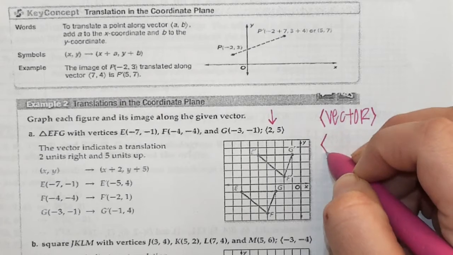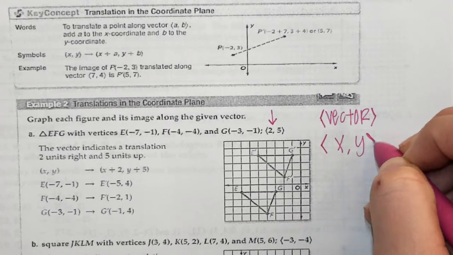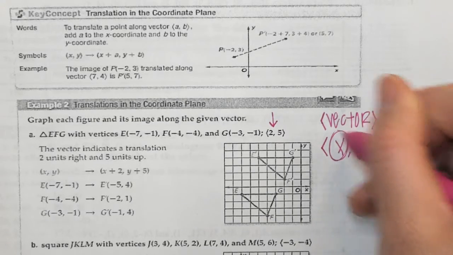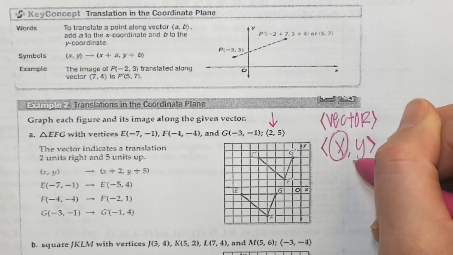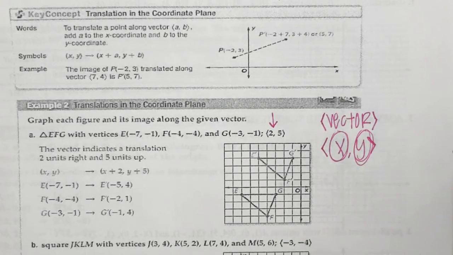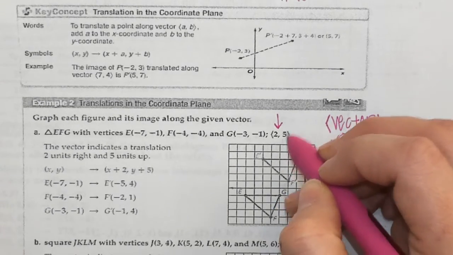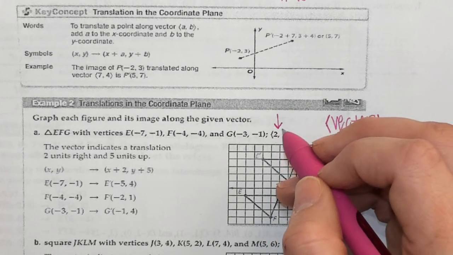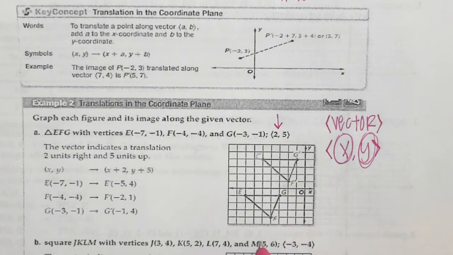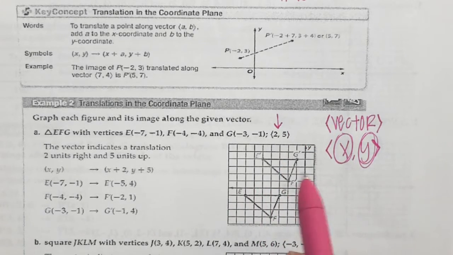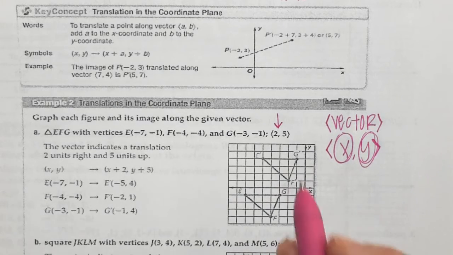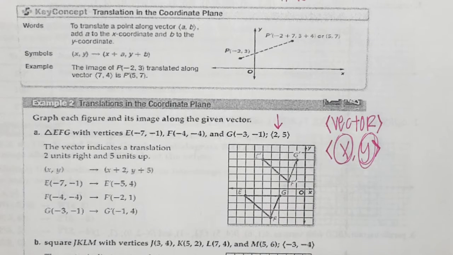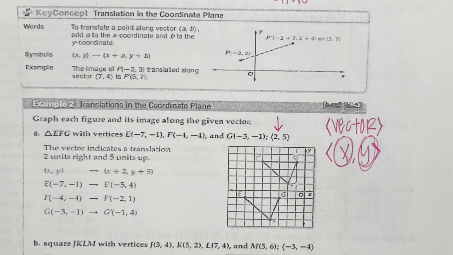So, in your vector, you're going to have your X here and your Y here, just like in your coordinate point. Whatever's in your X spot tells you where to change your X's. Whatever's in the Y tells you where to change your Y's. In this case, is this positive or negative 2? Positive. So it's saying move all of your X's up 2. Well, our X-axis is this way, so we're not moving up, we're moving to the right 2. And then it's telling you to move all your Y's up 5, because your y-axis is up and down. If it's positive, you're going up. If it's negative, you're going down.